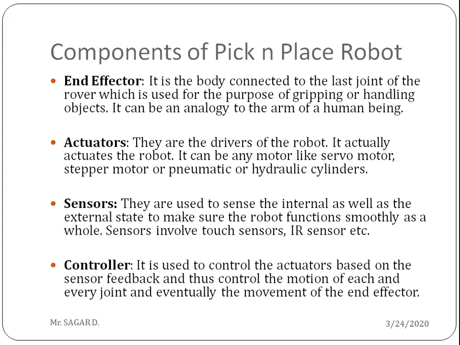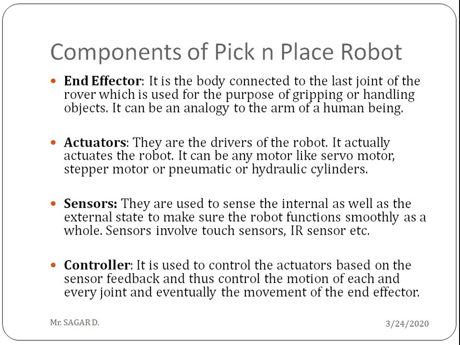So components of pick and place robo, first is end effector. It is the body connected to the last joint of the rover. Rover means main body of the robo, which is used for the purpose of gripping or handling objects. So end effector is used for gripping and handling objects. It can be analogous to the arm of a human, means fingers of a human are analogous to the end effector.